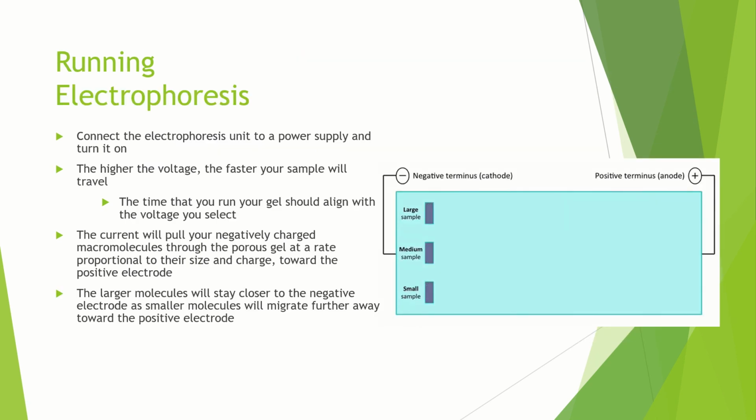Finally, you can run your gel. For this, you need to connect and power on a power source and set a proper voltage. High voltage will increase the rate at which your samples move. Because of this, the time you let your gels run should be proportional to that voltage. Don't let your gel run too long or all of your samples will reach the end of your gel.